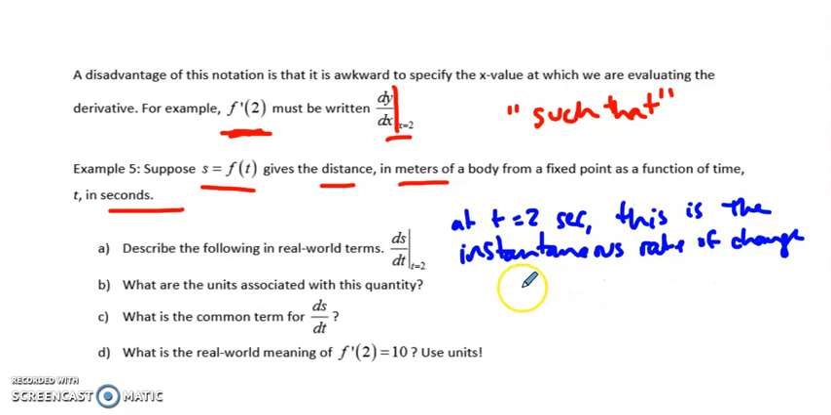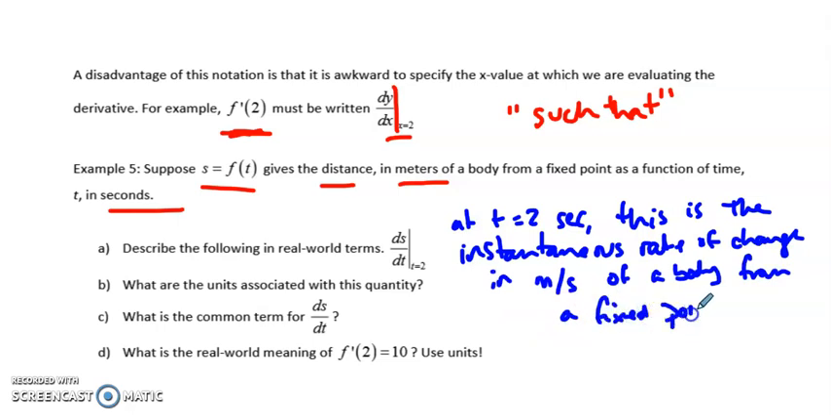Instantaneous rate of change in meters per second of a body from a fixed point. Now let's talk about the important parts of this. I gave the exact time, I gave the units, I gave what's happening. It's a body from a fixed point, and I said it's the instantaneous rate of change. We said that the units here are meters per second. That's going to be our answer to B.